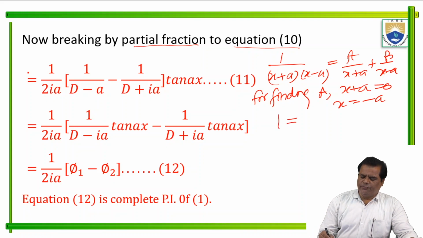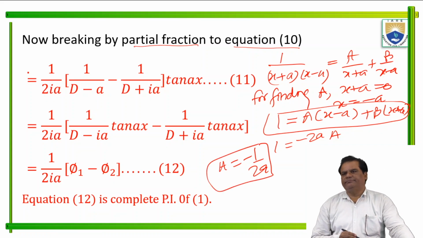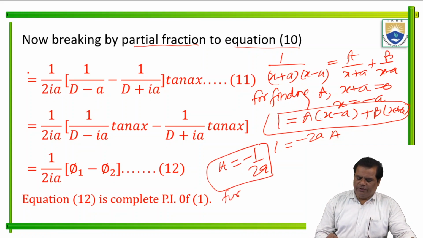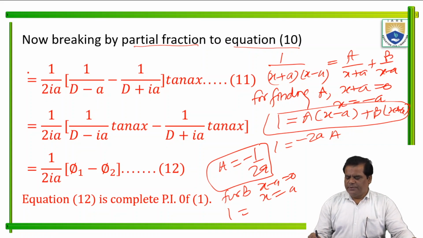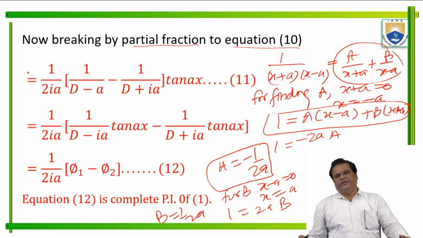So this side is 1 equals A(x minus a) plus B(x plus a), and the denominator is cancelled. So putting x equal to minus a, we get minus 2a into A, so A equals minus 1 upon 2a. This is the value of A. Next, putting x minus a equal to 0, then x equals a. So 1 equals, the A result is 0 when putting this x plus a. So 2a into B, then B equals 1 upon 2a. Putting these values of A and B, we get the complete partial fraction.